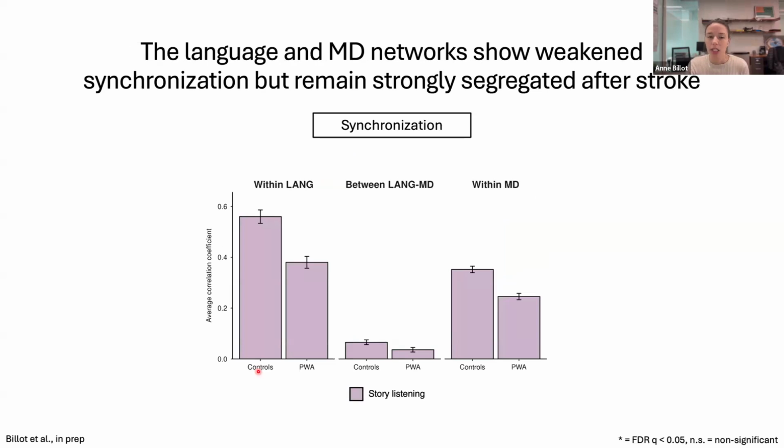Finally, we found that the language and the multiple domain networks show weakened synchronization within network, but remain strongly segregated after stroke, as can be seen by the absence of difference between groups in the synchronization between the two networks in the middle here. And this is during story listening, but we found similar results during resting state.